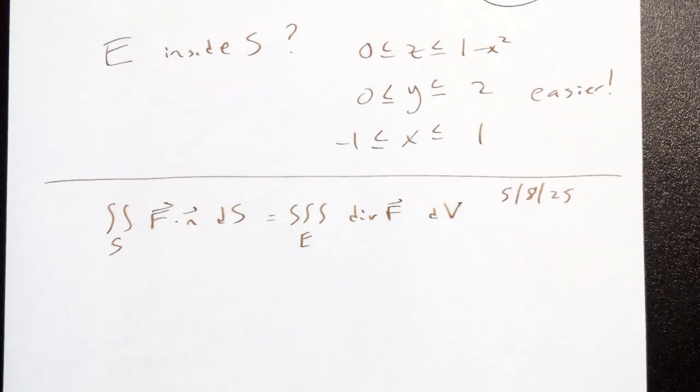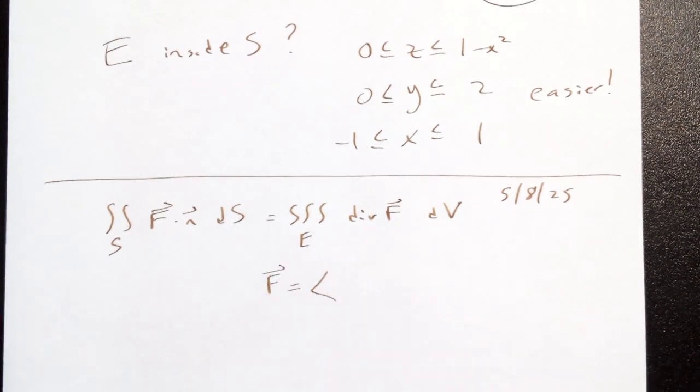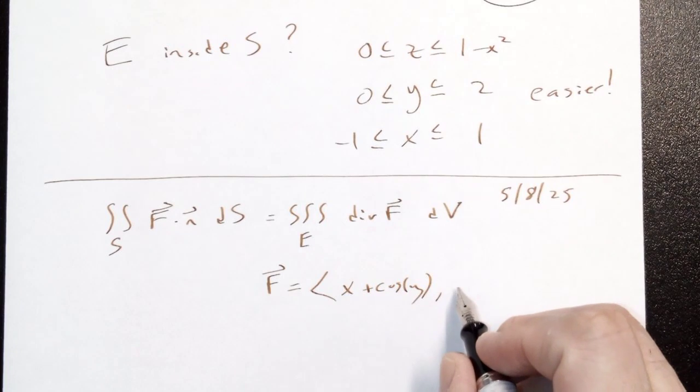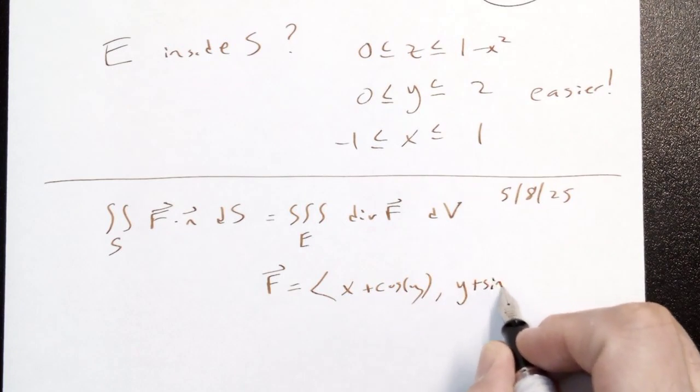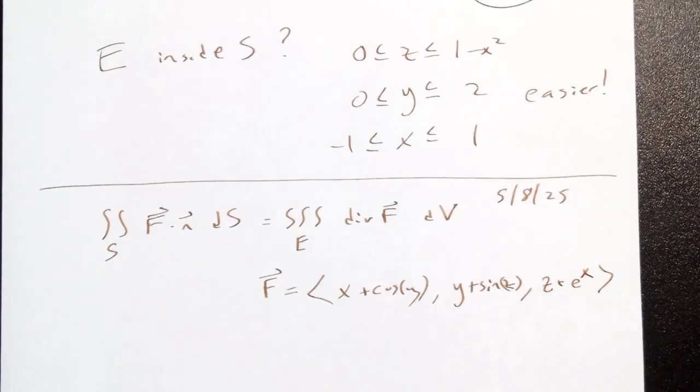So somebody read to me, what is the vector field F? From what we wrote yesterday. Plus sine z, and z plus e to the x. Ew. Now find the divergence.